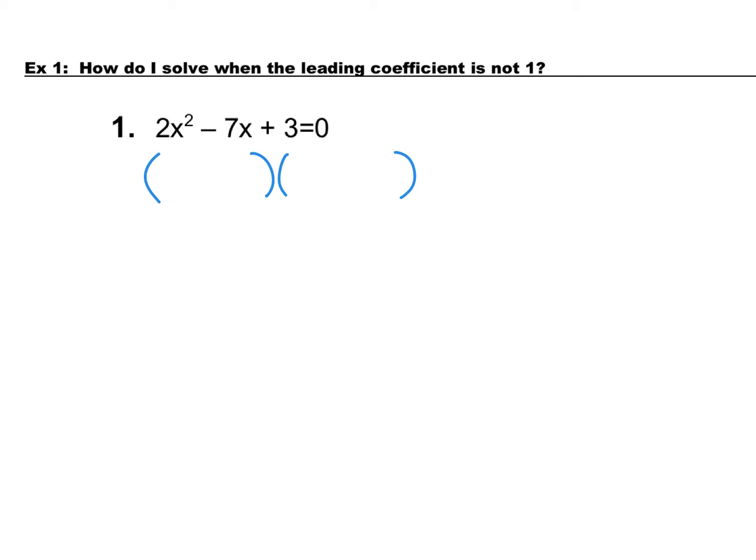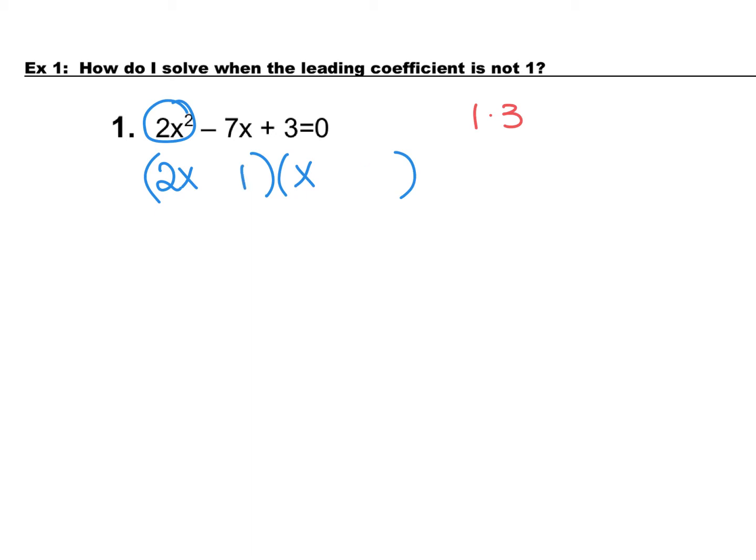I need to find my lead coefficient, which is 2x², so I know I can only have the 2, and I'm going to have an x and an x. Then let's figure out our factors. I have 1 times 3, and that's the only factors I can have for 3. So I'm going to plug in a 1 and a 3, and now I do have to double check to make sure that I'm placing it in the right spot.